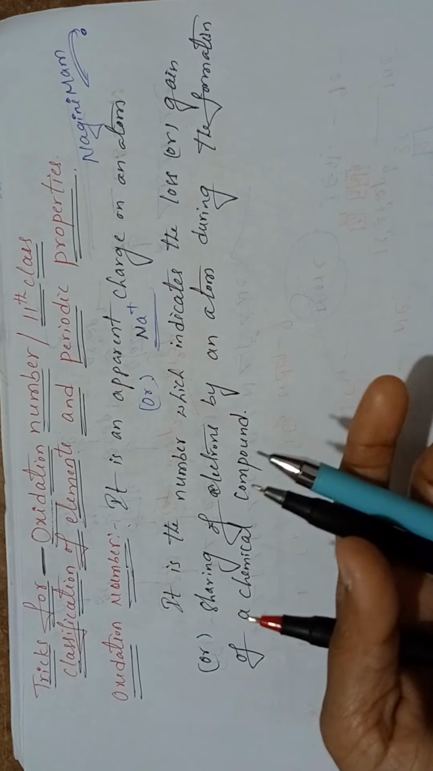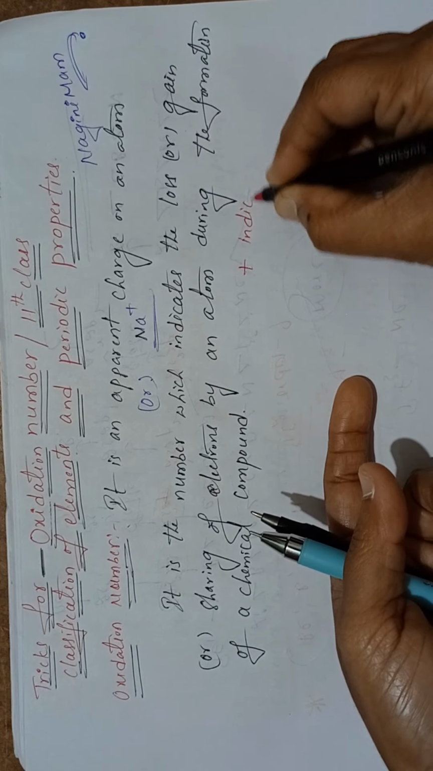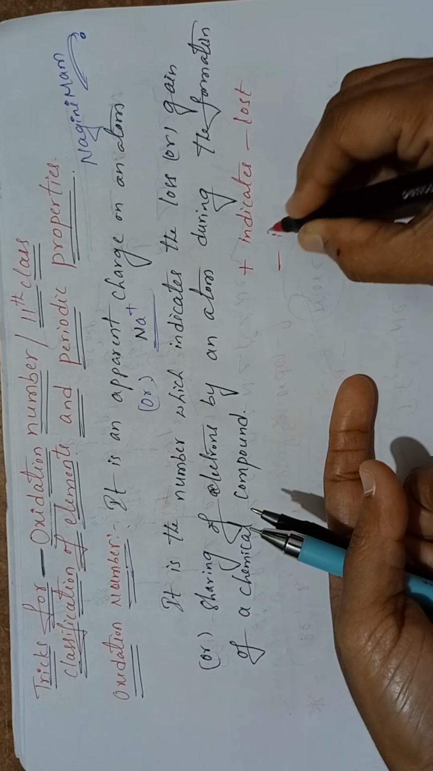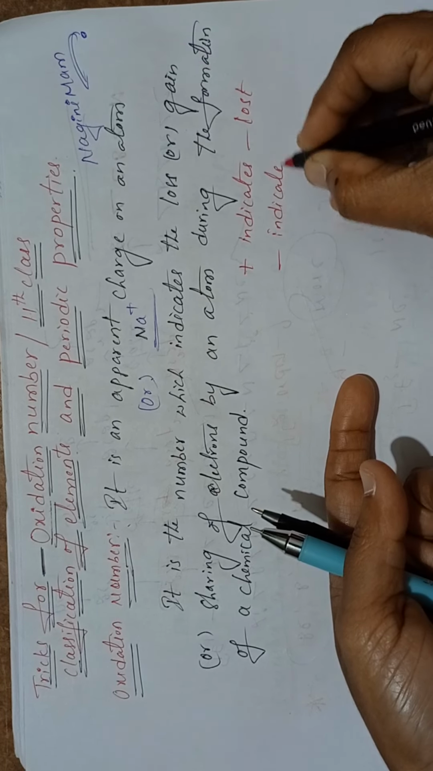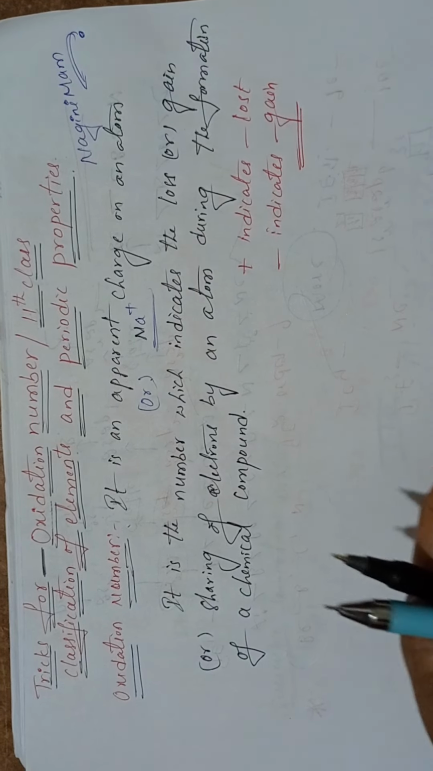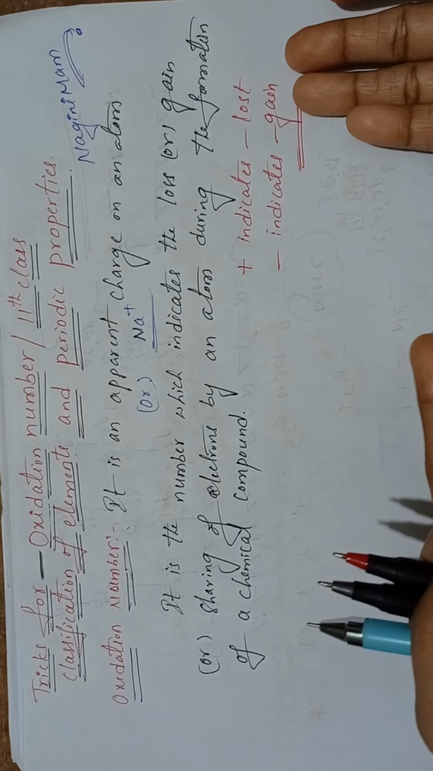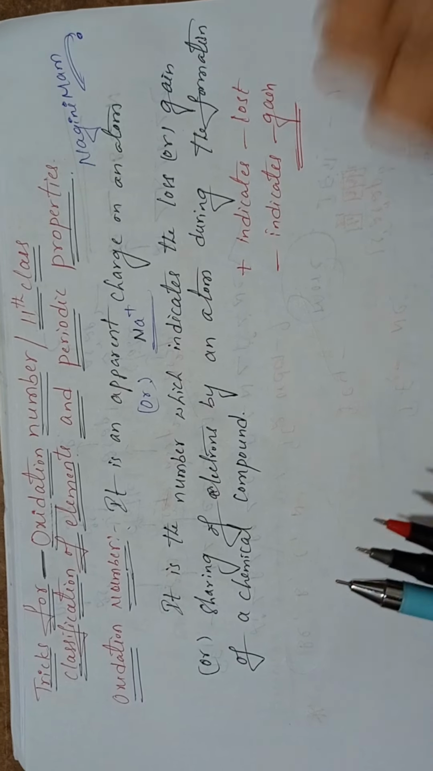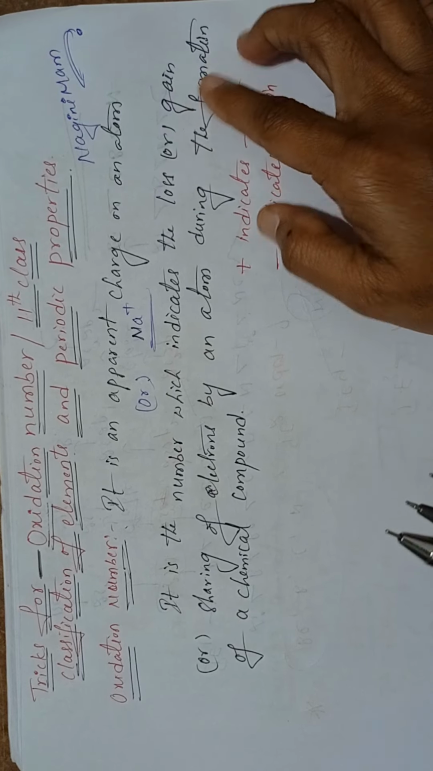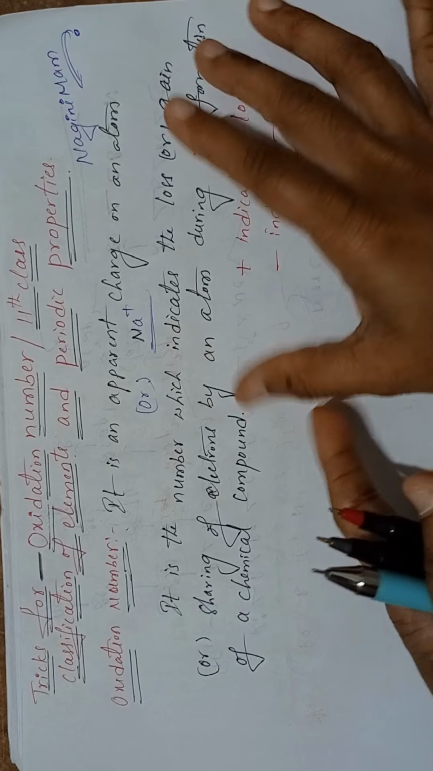Now just remember, students, plus indicates lost, minus indicates gain. Just remember this one. Plus indicates lost, minus indicates gain. Now see, students, it is a number which indicates the loss or gain or sharing of electrons by an atom during the formation of a chemical compound.